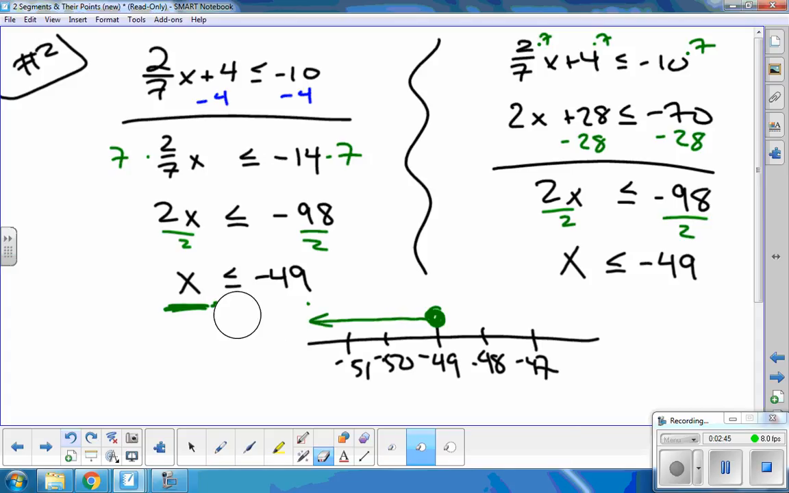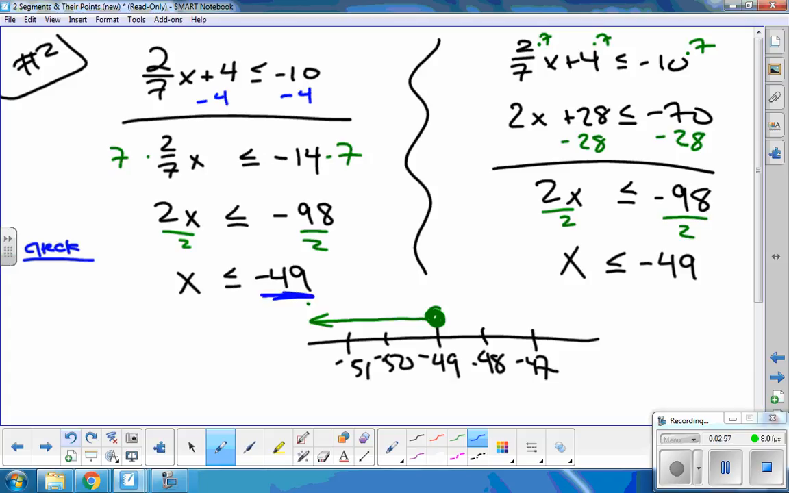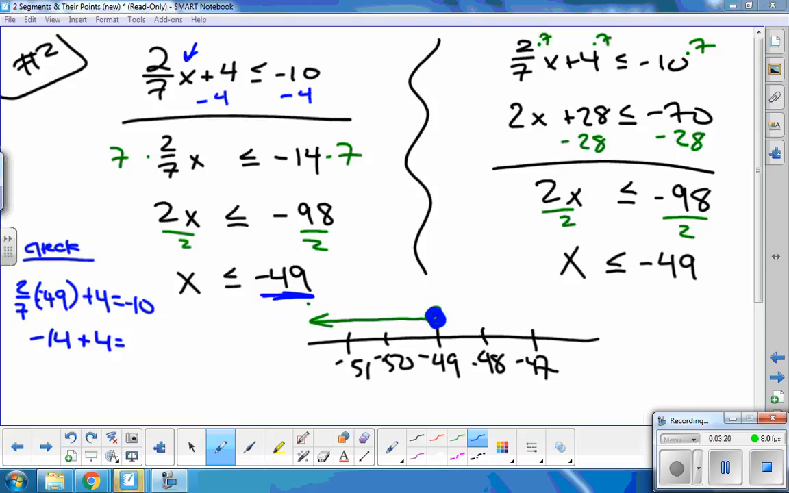Now I want to check that. To check my work, I have to check two things. I want to make sure that this number is right. And the way I check to see if that number is right, to make sure my dot's in the right spot, is I want to make sure the left and the right side of the equation are equal. So I'm going to plug that negative 49 in right there. 2/7 times negative 49 plus 4. I want to know if that's equal to negative 10. So negative 14 plus 4, that does equal negative 10. So I know my dot's in the right place.